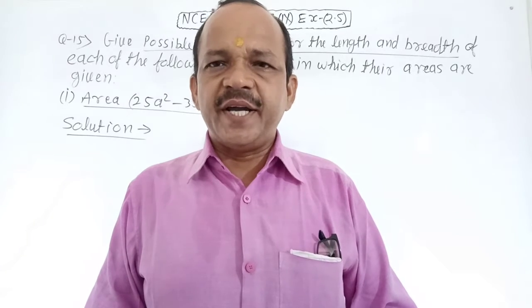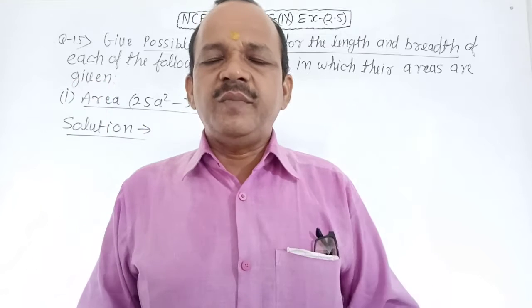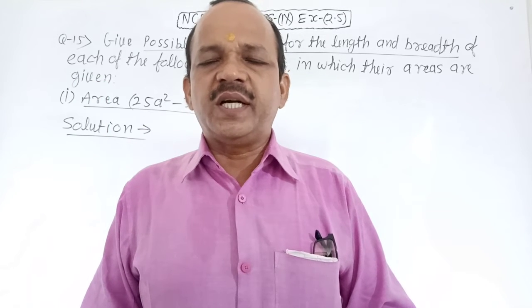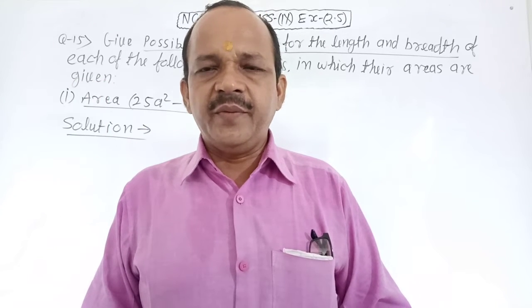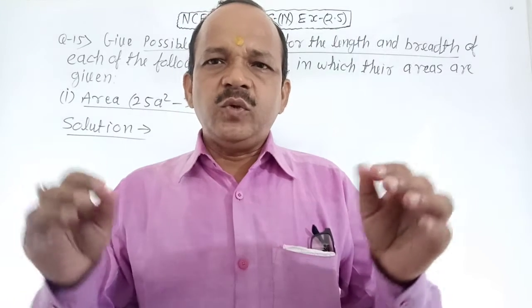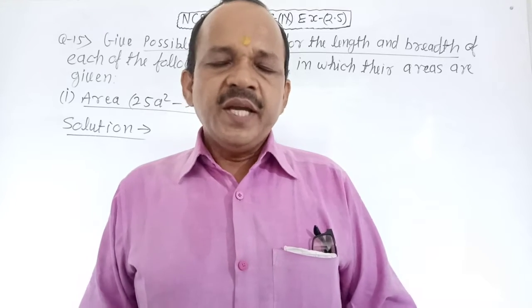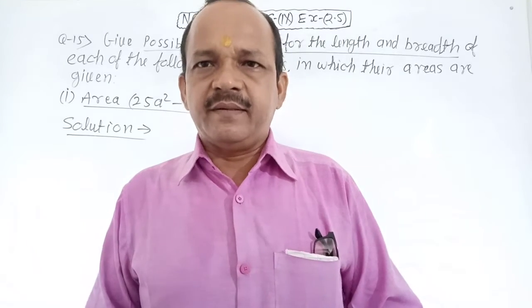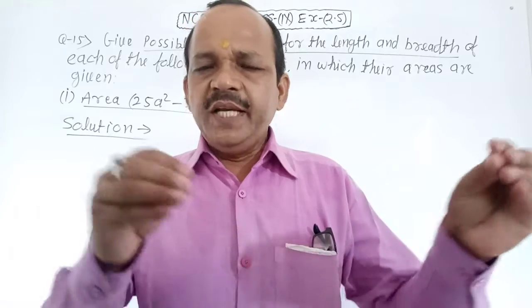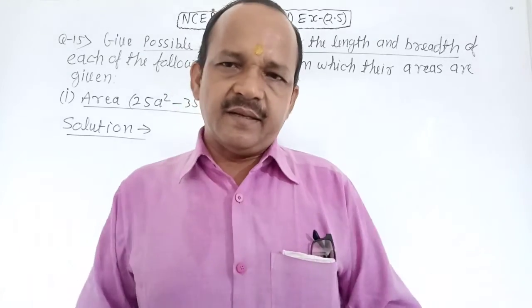Exercise 2.5, question number 15, part 1. Concentrate your mind and listen to my words with full concentration. My words are clear, no confusion about it. Very good. Today I want to describe a suitable identity and its use. It means how you can find the possible expressions for the length and breadth of a given rectangle.